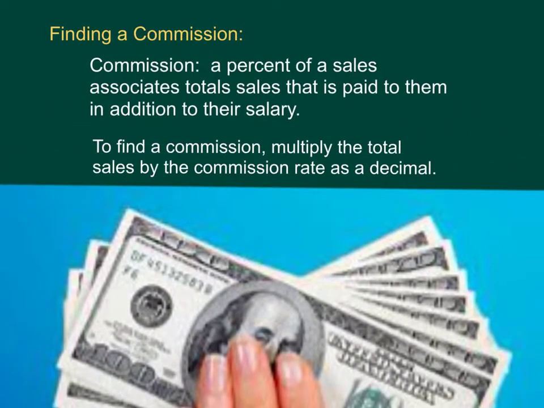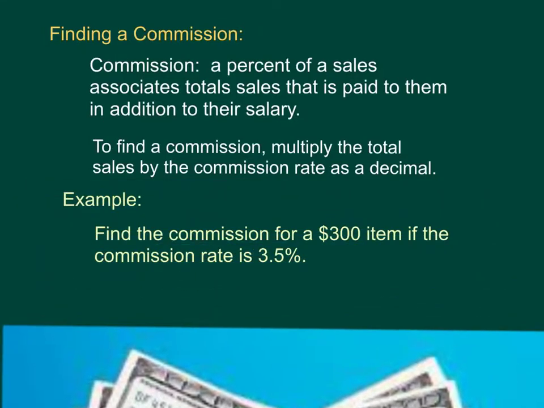To find a commission, multiply the total sales by the commission rate as a decimal. Let's try an example together.